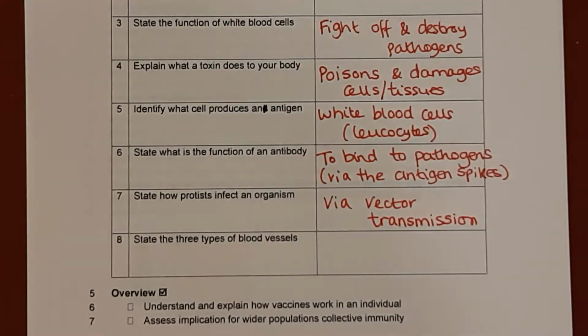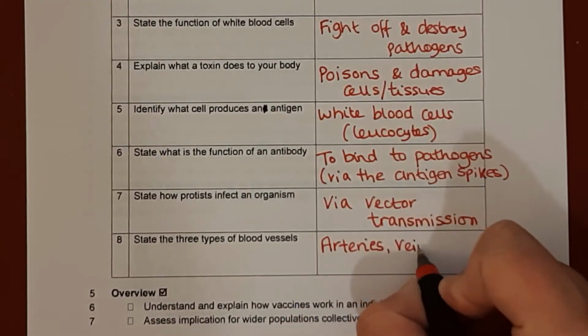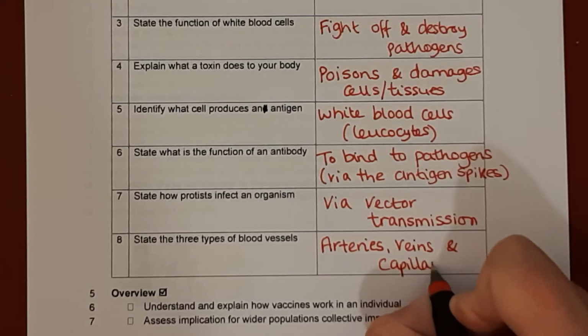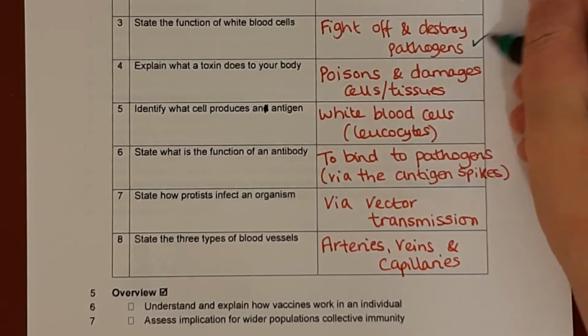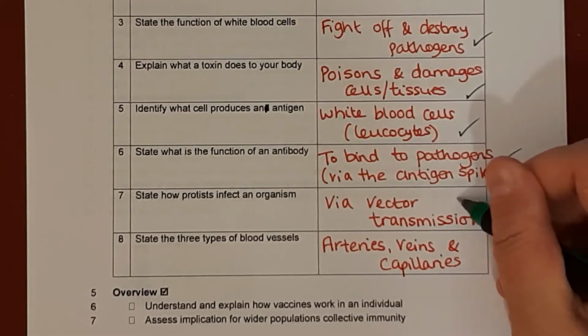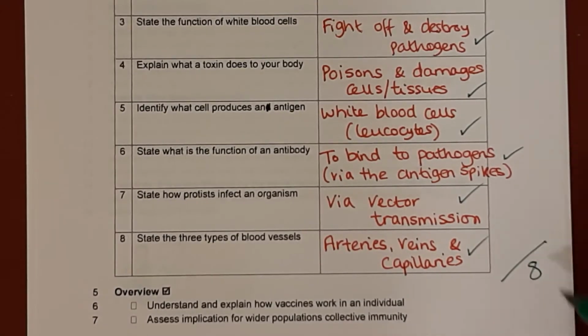Question 8. State the 3 types of blood vessels. So these are arteries, veins, and capillaries. So make sure you've used a pen and another colour to mark your work. Correct it where necessary, so write in any corrections. Cross it if you didn't write an answer and then write your correction in, so it's obvious which one is your corrected answer. And give yourself a mark out of 8.